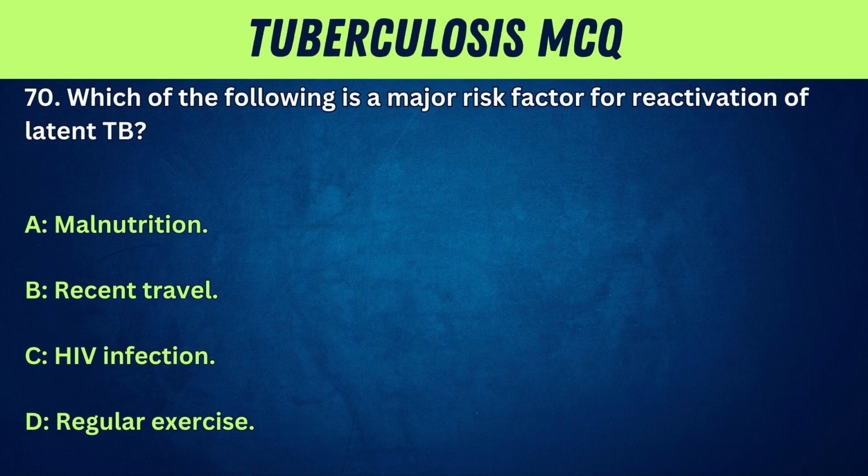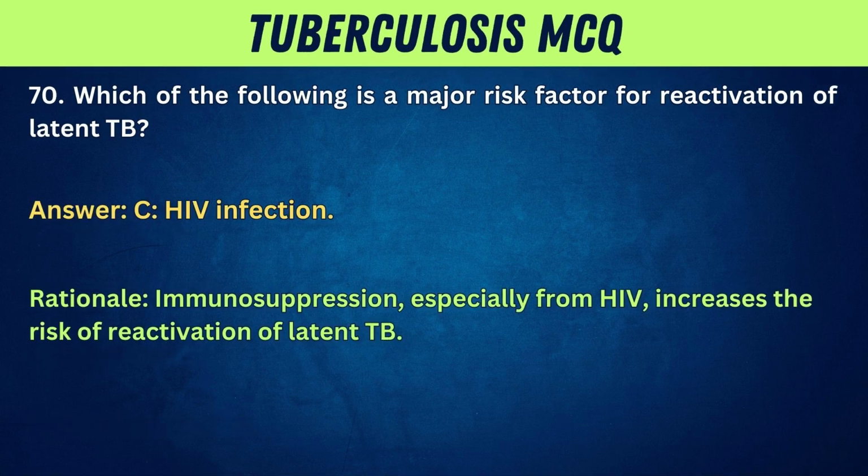70. Which of the following is a major risk factor for reactivation of latent TB? A. Malnutrition. B. Recent travel. C. HIV infection. D. Regular exercise. Answer: C. HIV infection. Rationale: immunosuppression, especially from HIV, increases the risk of reactivation of latent TB.